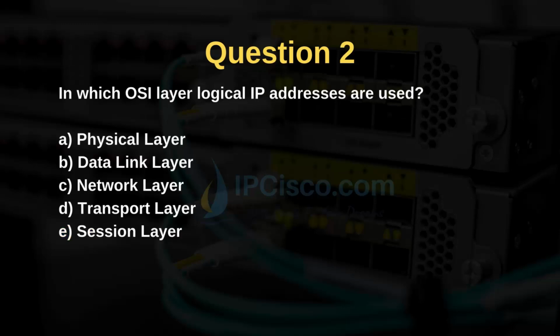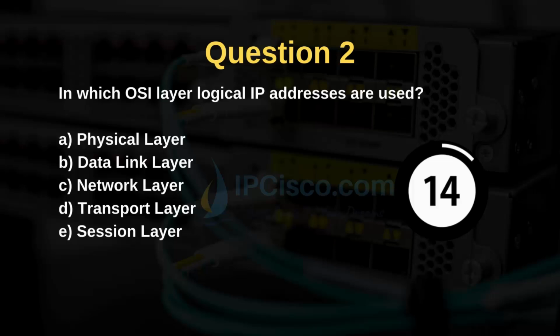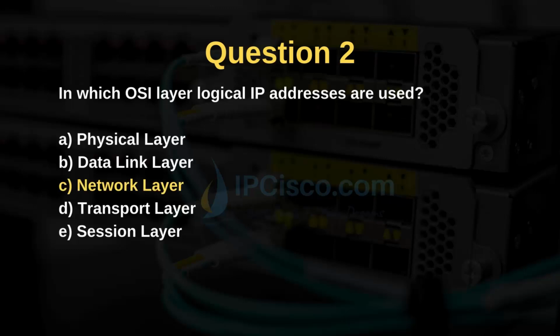Question 2. In which OSI reference model layer are logical IP addresses used? Physical layer, data link layer, network layer, transport layer, or session layer? The answer is network layer. So logical IP addressing, IP addresses, and routing are done in the network layer of the OSI Reference Model.